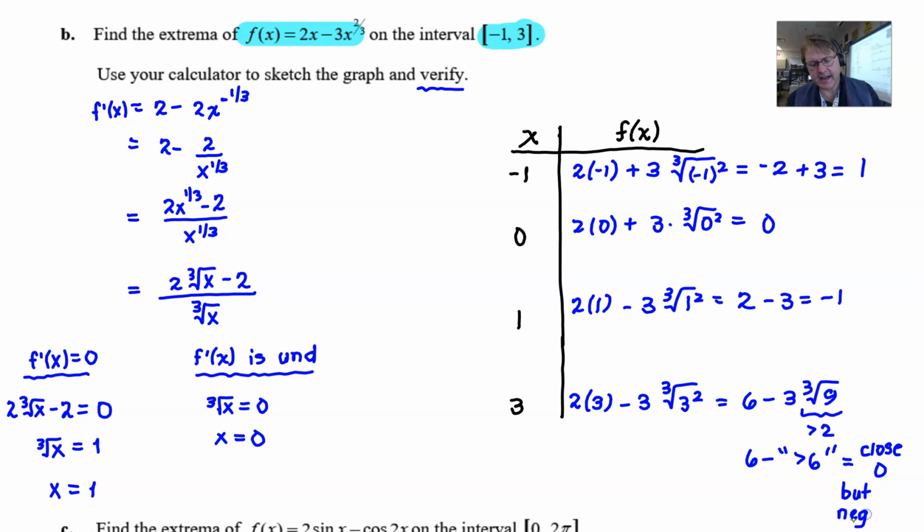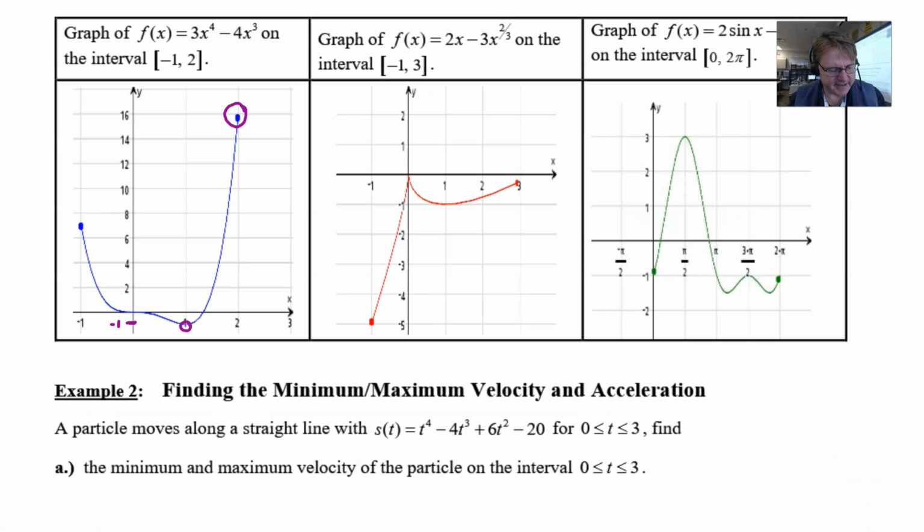Now, the reason why that's going to be interesting is because we're going to have to be able to compare that to this negative 1. Now, I think it's pretty clear that our absolute max is going to be 1. That was the only positive number that came through. But the question is the absolute minimum, negative 1? Well, I'll tell you what, let's go ahead and look at the graph and get a little bit more insight here.